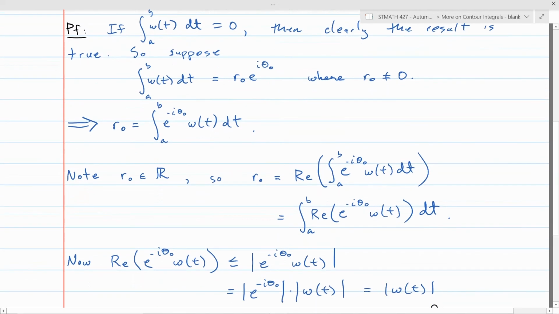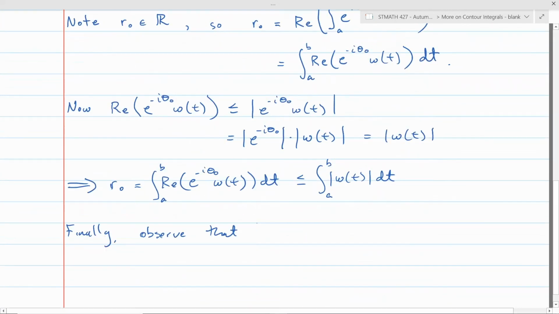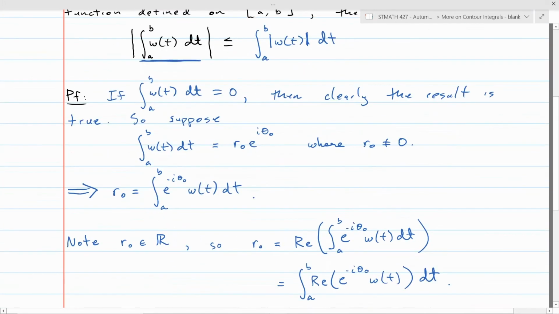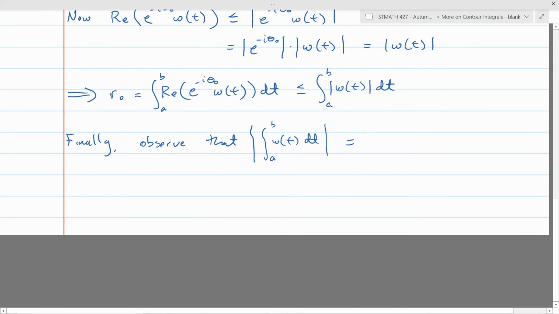I guess let's make that a little bit more transparent. If we take the modulus of the original integral, remember we said that integral up here was r naught e to the i theta naught. So at the bottom here, the modulus of that whole integral is really the same thing as the modulus of r naught e to the i theta naught, and clearly that modulus is just r naught.